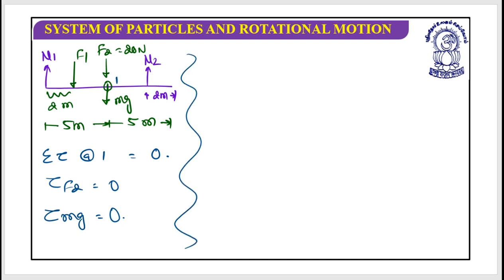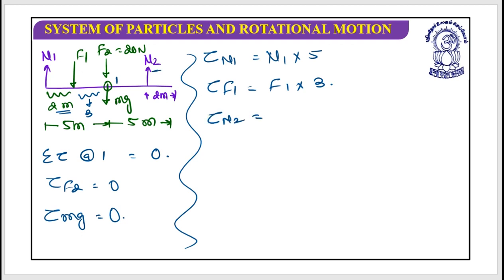Now let's find out the torque due to the other forces. The torque due to N1, how much? Yes, it's N1 multiplied by 5. Next, torque due to F1 equals F1 multiplied by, look at this, this is 2 meter, so this must be 3 meter, so it's F1 into 3. Next, torque due to N2 equals N2 into, this is 2 meter, so this is 3 meter. Anything else left?